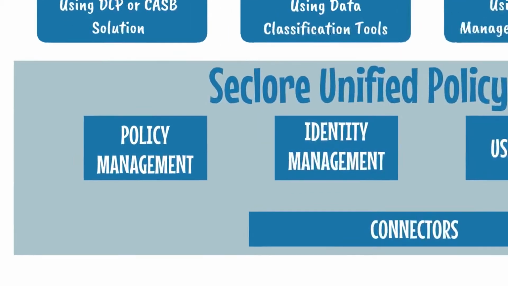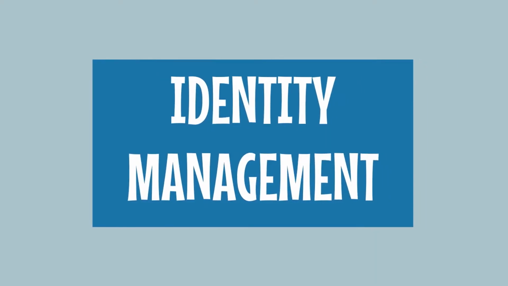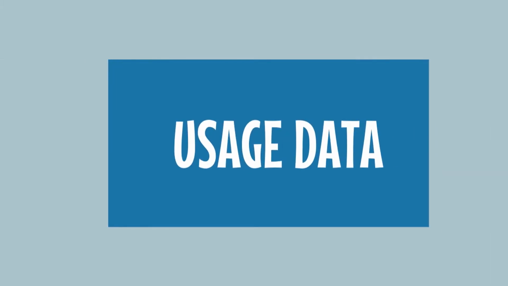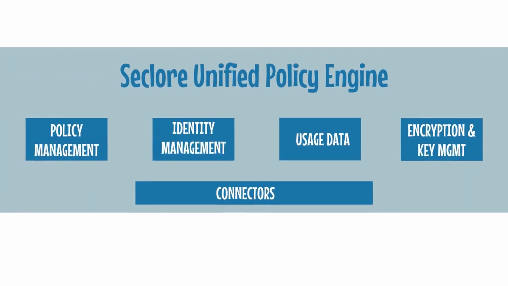Number 1, it manages the policies that control how recipients can utilize information, including federation of policies from other enterprise systems to automate protection. Number 2, it includes identity management to simplify authentication of users. Number 3, it collects the document usage data for audits. Number 4, it performs encryption and key management. And number 5, it orchestrates the connection to the data-centric security solutions and other enterprise systems.